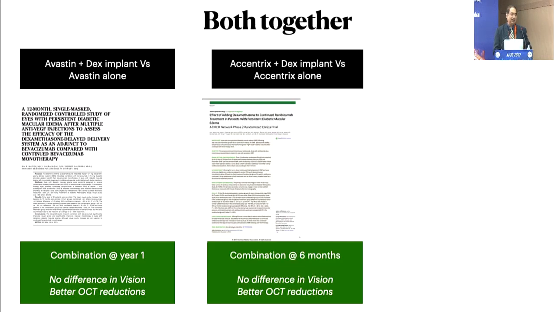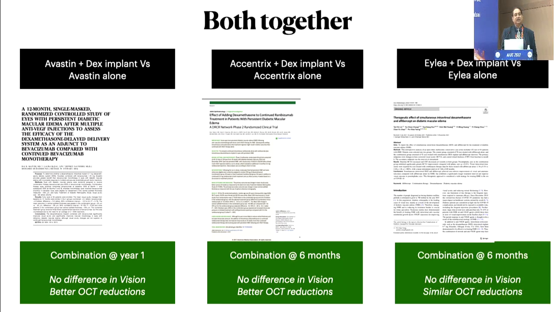Then there was DRCR.net Protocol U. The problem was this was only a 6-month study. However, at 6 months, they also found that there is no difference, the same as they found in the initial Avastin studies. Here also they found the same: there is no difference in vision, but better OCT reductions as far as the combination is concerned.